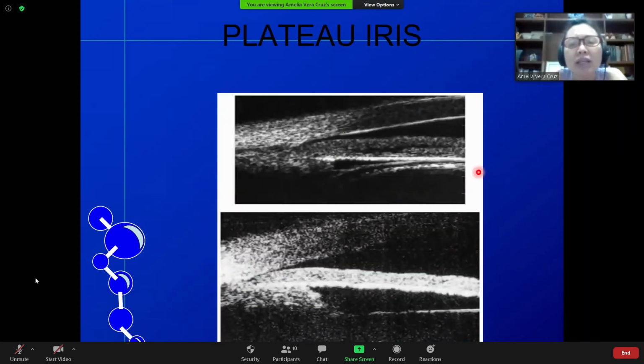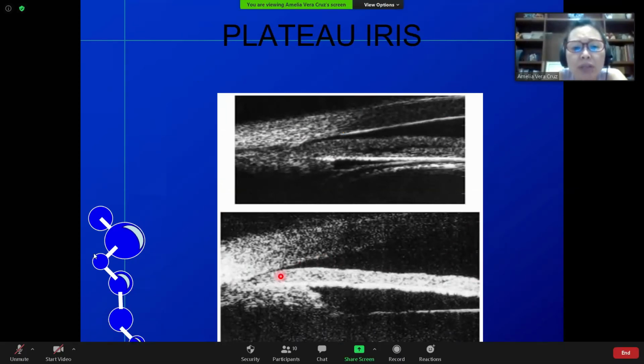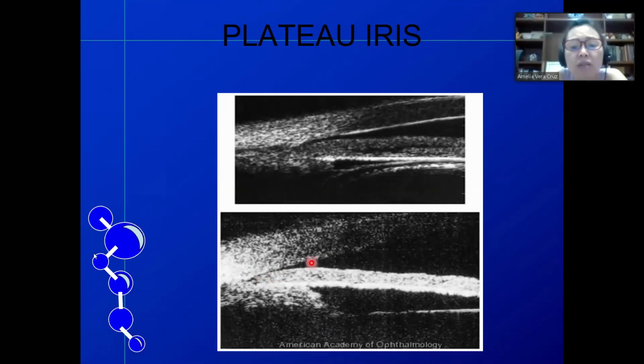Yan ang plateau iris mo. Malalim ang anterior chamber mo dito, pero dito, mababaw, kasi ang kanyang insertion mataas. Naka-flat lang siya ng ganun. Hindi siya katulad ng normal na iris na nakaganon. Para siyang may nagbabaw dito. The insertion here is so high. Yan ang plateau iris.